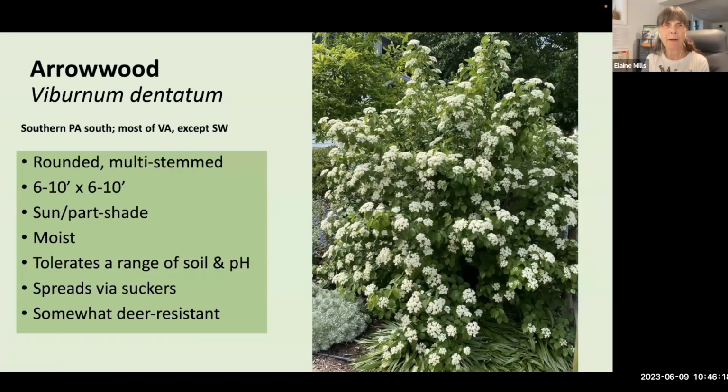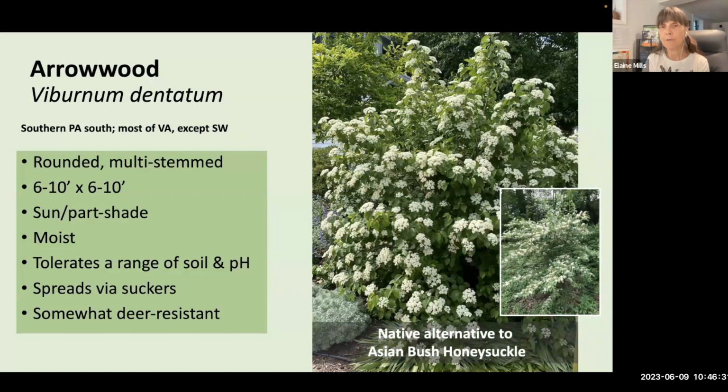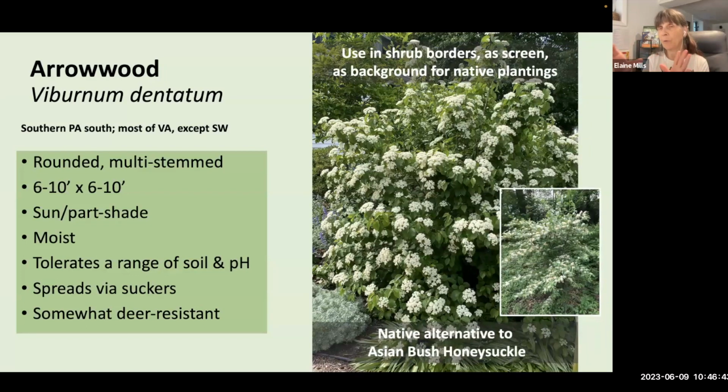Another of our native viburnums is arrowwood, Viburnum dentatum. This is another multi-stem shrub with a rounded shape, ranging from 6 to 10 feet in height. A lovely native alternative to the Asian bush honeysuckle. You can use this, as I do, as a screen. I have a group of 3 of them along a fence at the front of my garden to give me some privacy. But then on the other side, I use the shrubs as a background for native plantings of shorter herbaceous plants. This grows in sun to part shade.